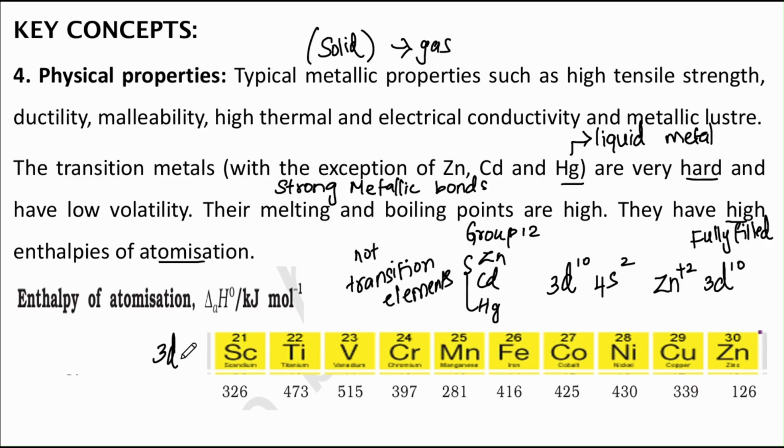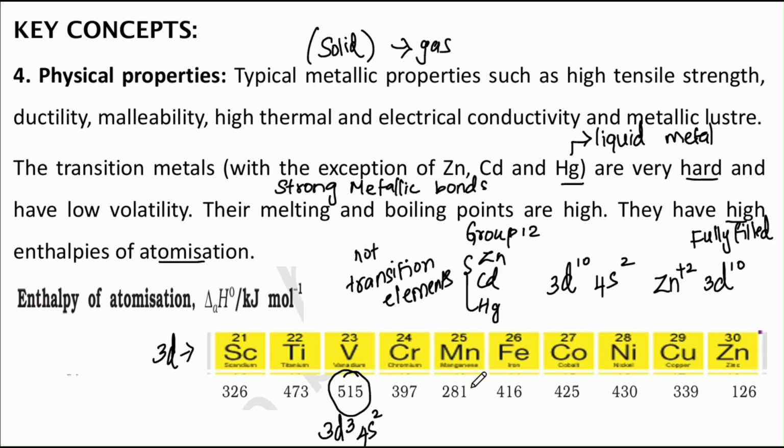So if you consider the 3d series, in the 3d series the element having the highest enthalpy of atomization is vanadium, which has the configuration 3d3, 4s2. So there is no electron-electron repulsion, and the maximum number of unpaired electrons is 3. So vanadium has the highest enthalpy of atomization.